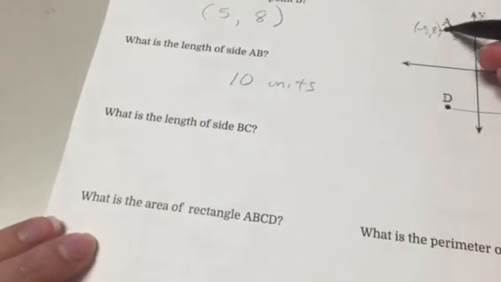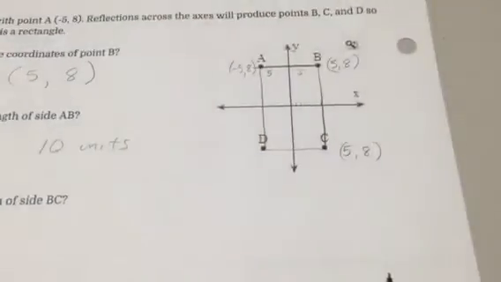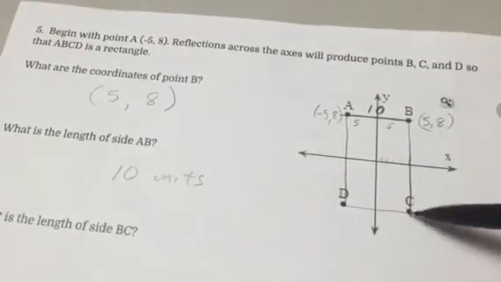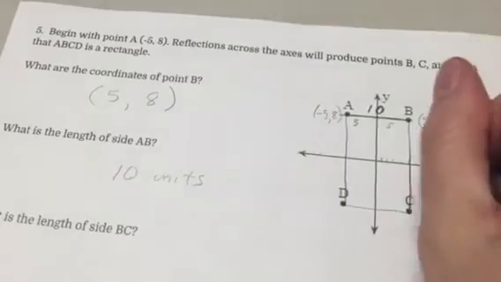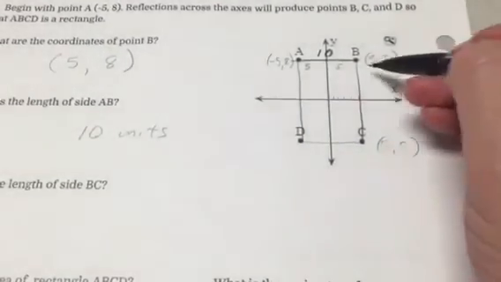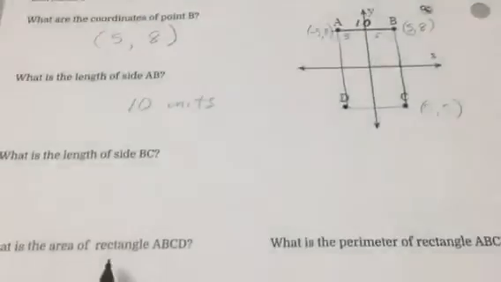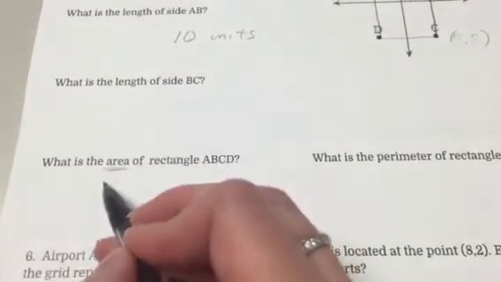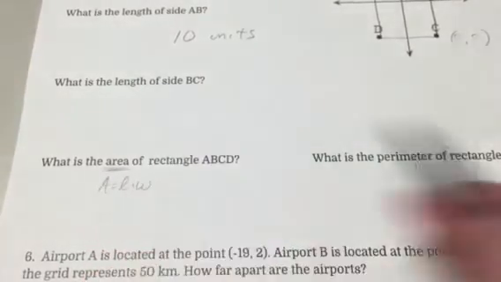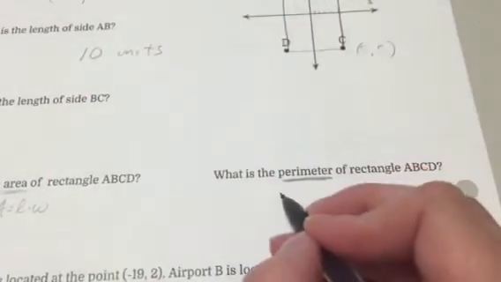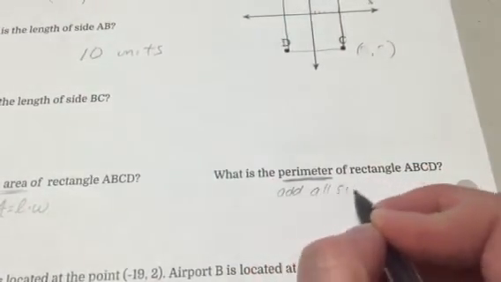Now, once you get those coordinates, I'm going to make a rectangle on my graph. I know that this side is 10. You'll be able to figure out what this side is equal to. I'm going to erase that because I don't want you to think that's 5, 8. You'll be able to find the length of this side, and then it's asking you to find the area of the rectangle. Remember, to find area, you're going to do length times width, and then it's going to ask you to find the perimeter of that shape. So you're going to add all the sides.